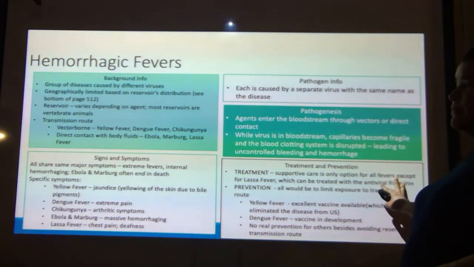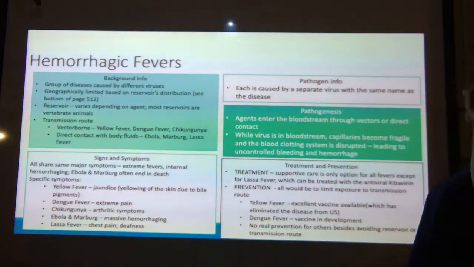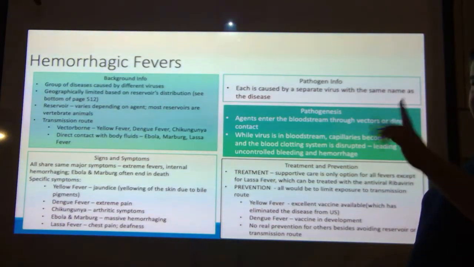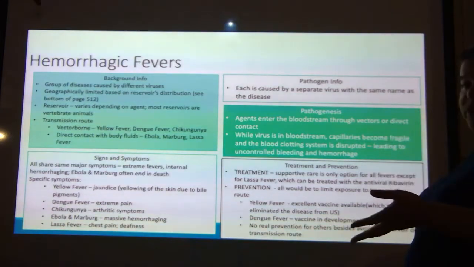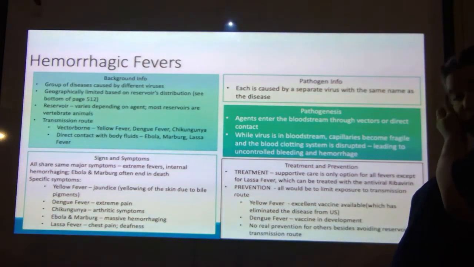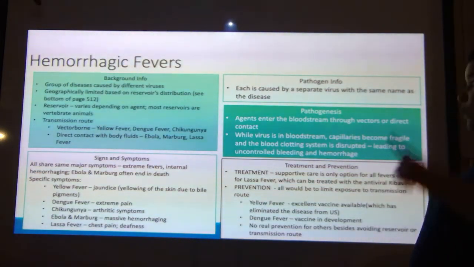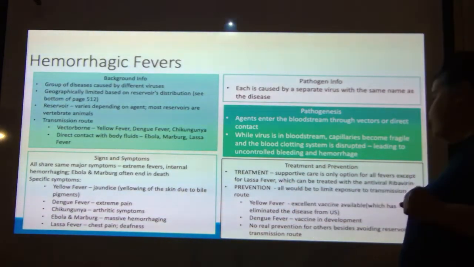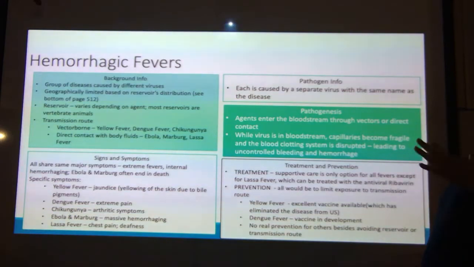As far as treatment and prevention, it's supportive care for all of these, except one. It's supportive care. I can make you comfortable and hope you survive. The only one that is different is Lassa fever. I can treat that with the antiviral ribavirin. But everything else, we hope you survive.